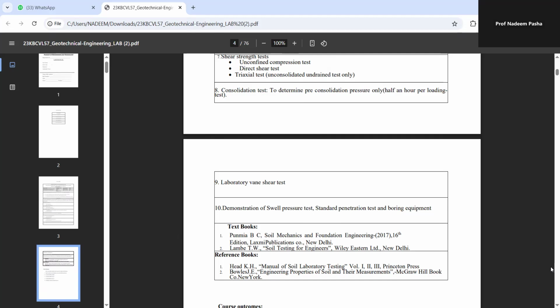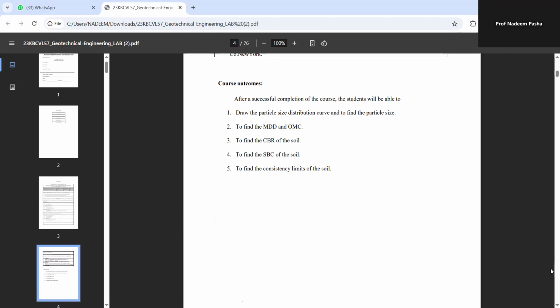The textbook used for this is P.C. Punmia, Soil Mechanics and Foundation Engineering, 16th edition by Laxmi Publications. Apart from that, Lambe T.W., Soil Testing for Engineers by Wiley International Limited can also be referred. Reference books include Head K.H., Manual of Soil Laboratory Testing, and Bose, Engineering Properties of Soil.